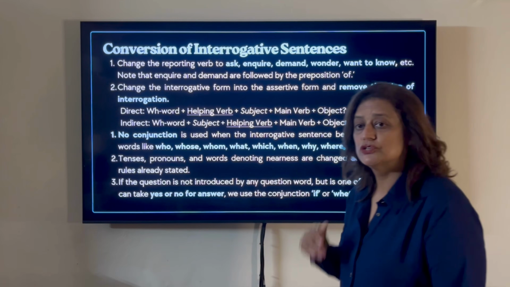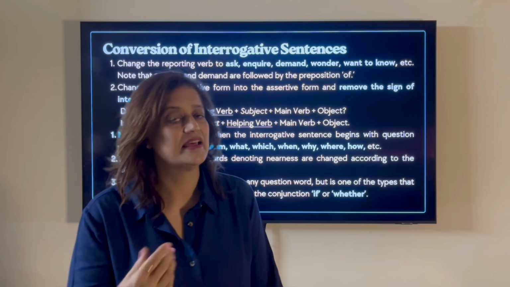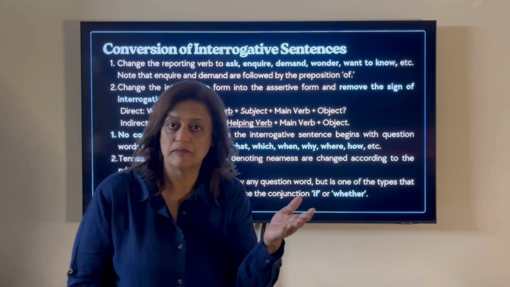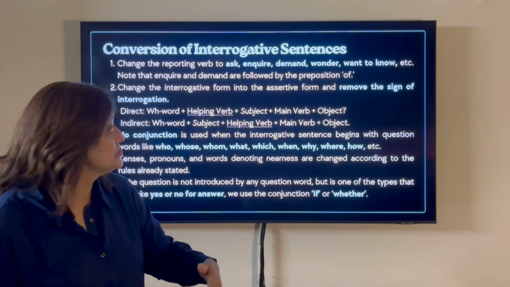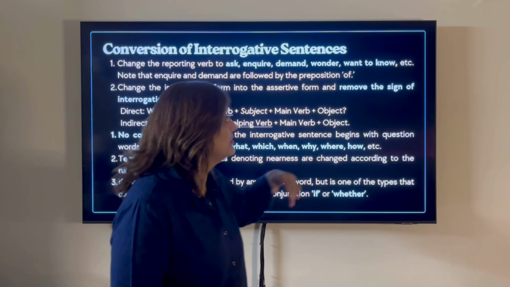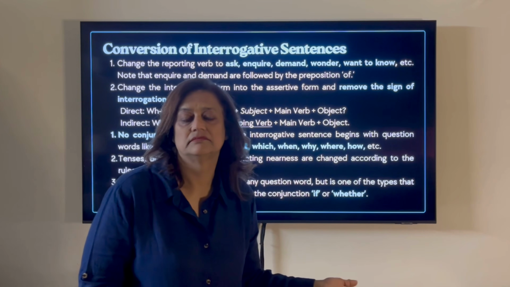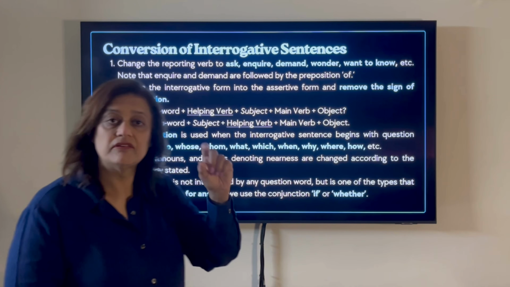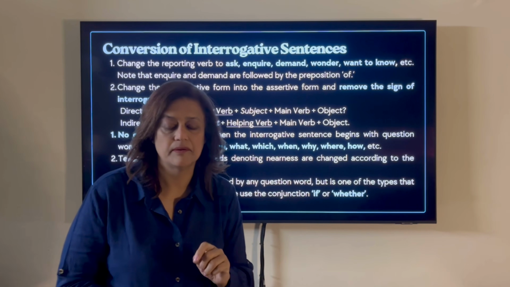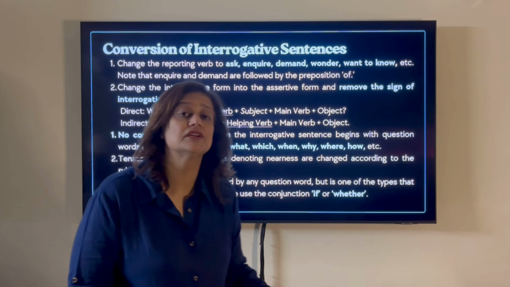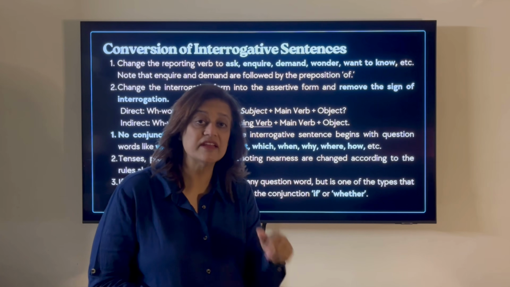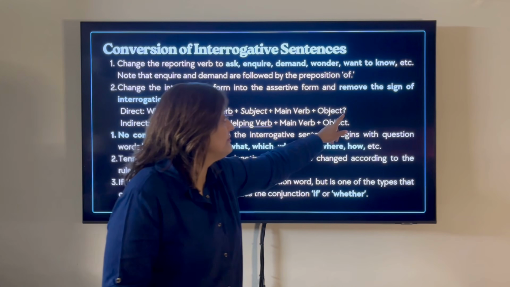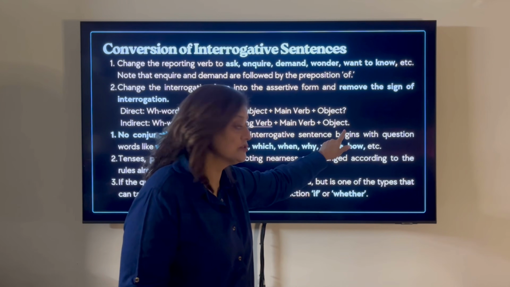Next is conversion of interrogative sentences, that is asking questions. Now, in place of again reporting verb which is said, we can change to inquired, demanded, wondered, interrogated, so many of them. Now, when we write a sentence, we put a question mark. But since we are changing it to indirect speech, the interrogative sentence changes into an assertive sentence, which means we will remove the question mark and put a full stop.